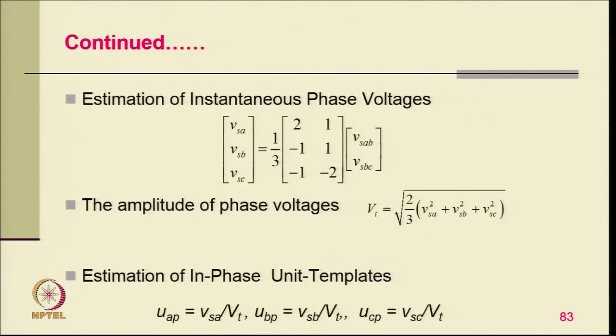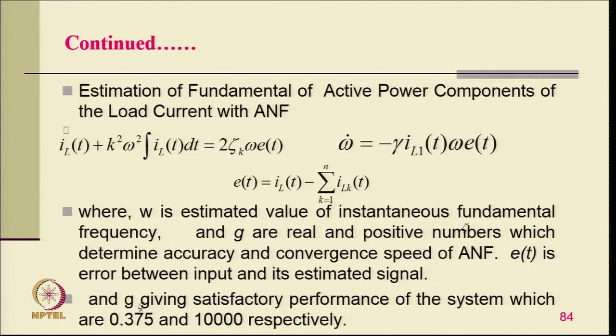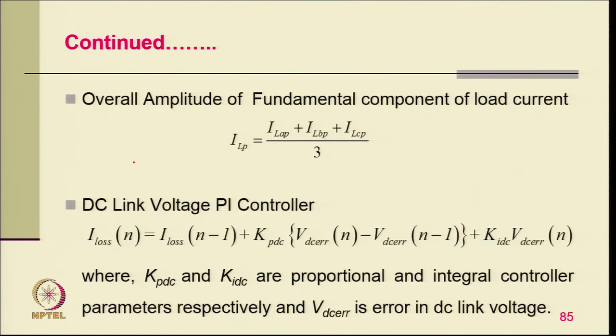And these are the algorithms: we sense the 2 line voltages, calculate the phase voltages, then from the phase voltages we calculate the amplitude of the voltage, and then we get the template form. And this is the algorithm for estimating the fundamental active component with the adaptive notch filter using these expressions. So, here is the load current and it is the sampled load current.